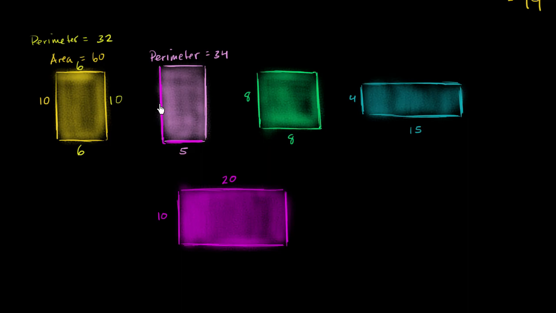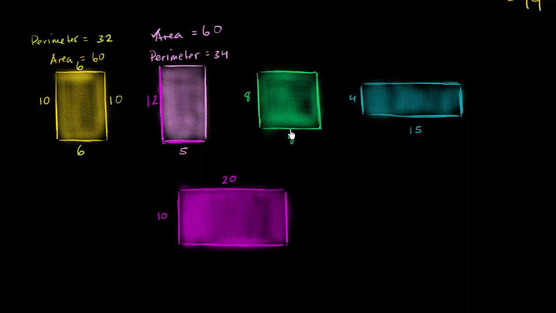So 5 plus what is equal to 17? 5 plus this question mark is equal to 17. Well, 5 plus 12 is equal to 17. And you can verify this. 12 plus 5 is 17, and then that times 2 gets us the perimeter of 34. Now, given that, what is the area of this figure? Well, the area is going to be 12 units times 5 units to get 60 square units. Area is equal to 60. So this one right over here has the same area, different perimeter from the original yellow rectangle.